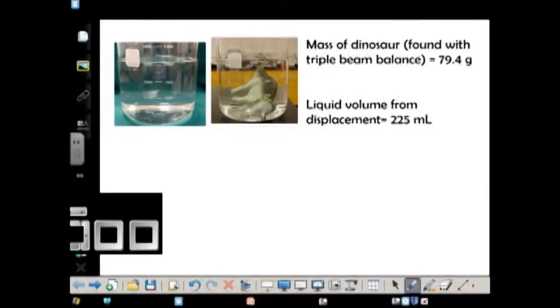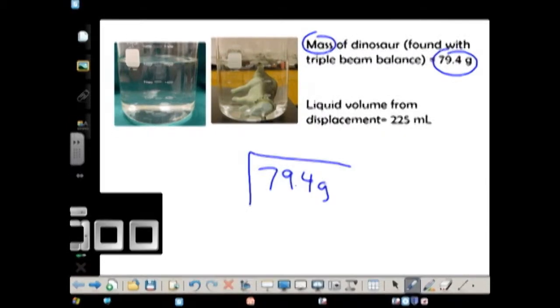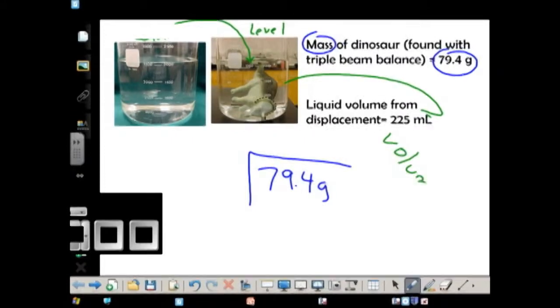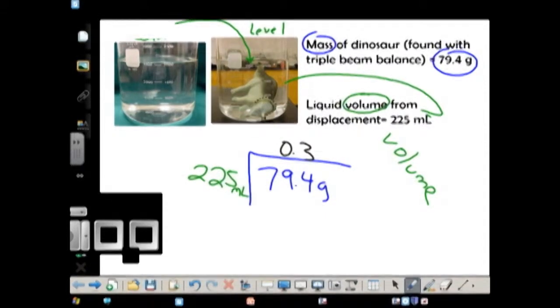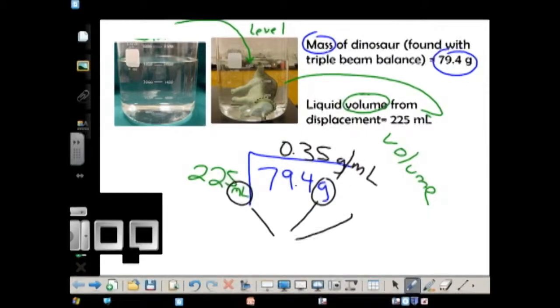Now we have a dinosaur. They dropped it into a beaker of water. They weighed it prior to that, so it's 79.4 grams. We put that in the box. You put the volume on the outside. The volume was how much the water level rose from starting to finish, so it's 225 milliliters. Then you do the math, and you end up with 0.35 grams per milliliter. You have to use both of the units, grams per milliliter, and it will give you the density.